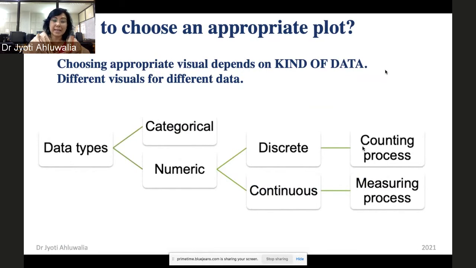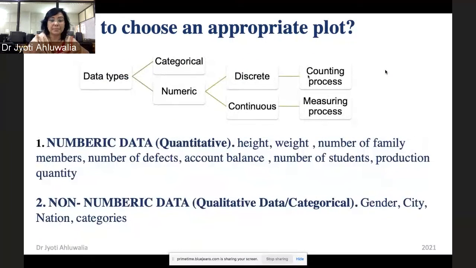Broadly, the kinds of data are two: categorical, also called non-numeric data, and numeric data, numbers. Non-numeric or categorical data would have categories, and numerical data would have numbers. In numbers also, we can have discrete numbers or we can have continuous. Let's look at them more closely.